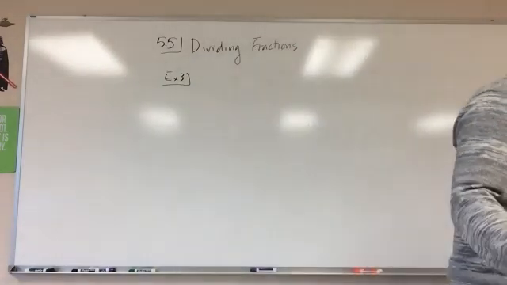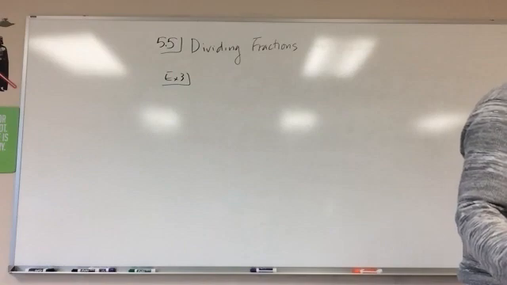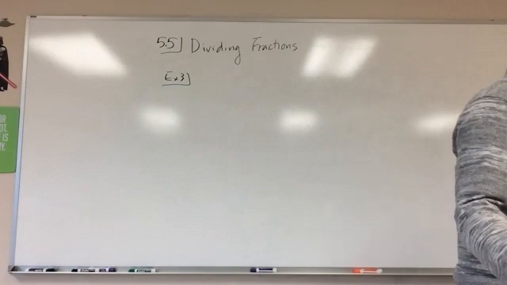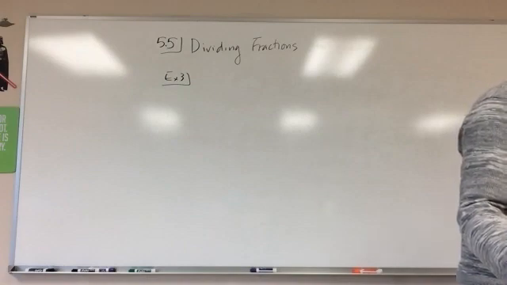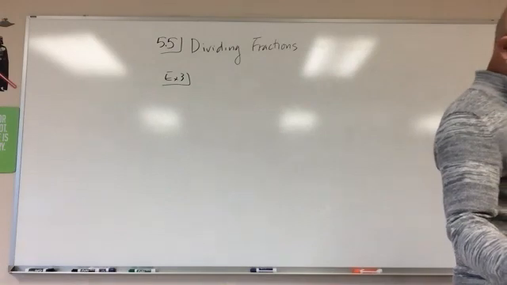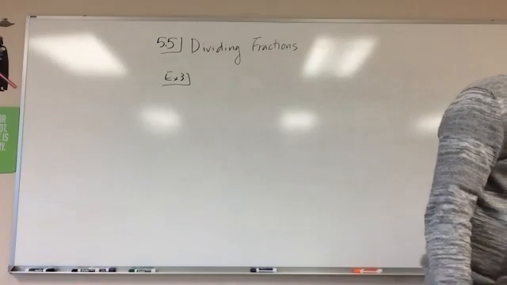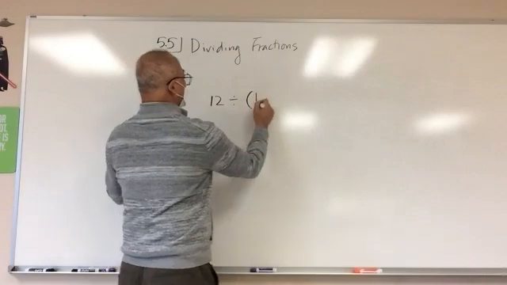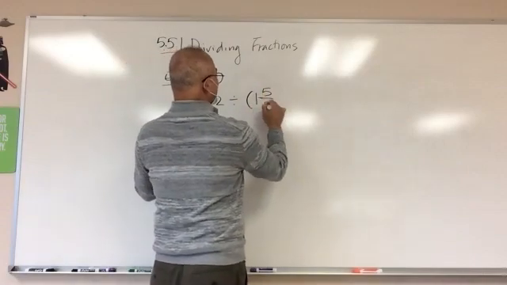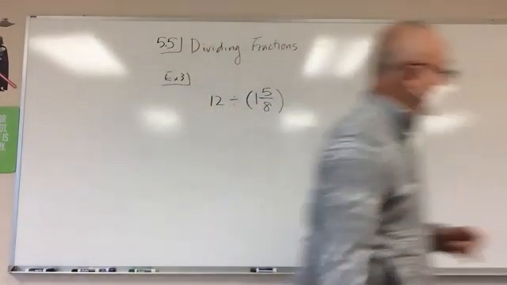Example number 3, woodworking. You want to join strips of wood that are 15 inches long and 1 5/8 inches wide to make a cutting board that is at least 12 inches wide. How many strips are needed? Okay, to make it at least 12 inches, basically what you're saying is I'm going to divide this by the width of each of them. The width was 1 5/8, so you're going to divide this by that.